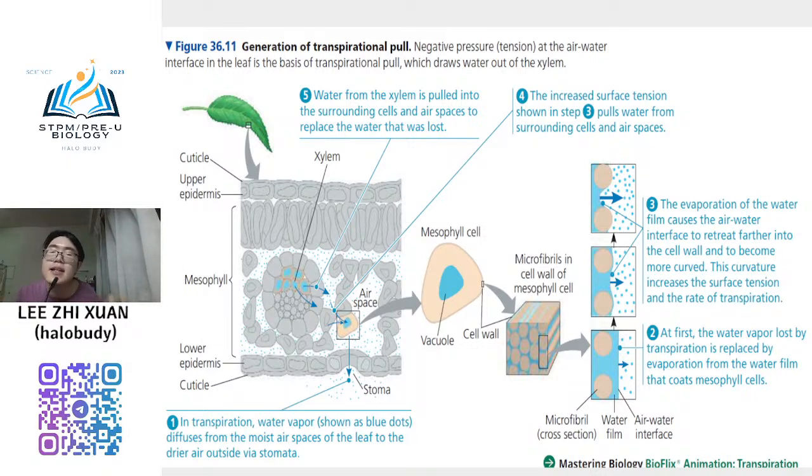I just say they are highly related. If there is transpiration pull, then cohesion-tension theory can operate. If no transpiration pull, cohesion-tension theory cannot operate. Just like that. Transpiration pull must occur first, then there is cohesion-tension theory.